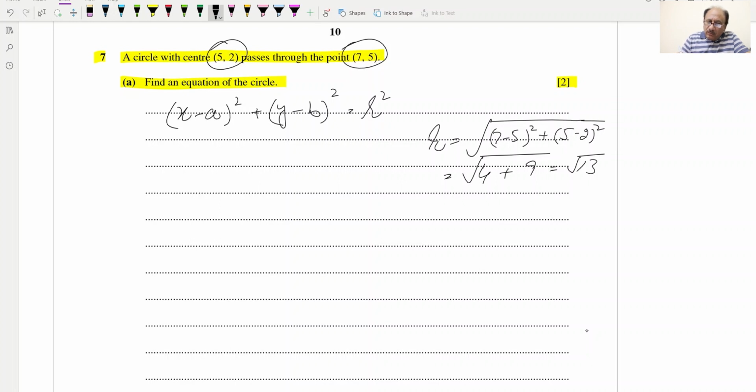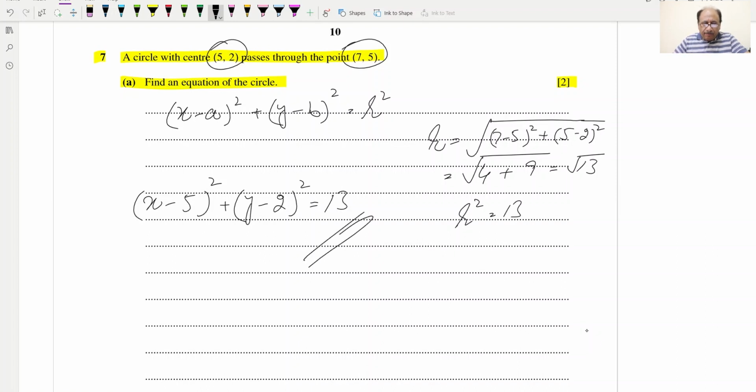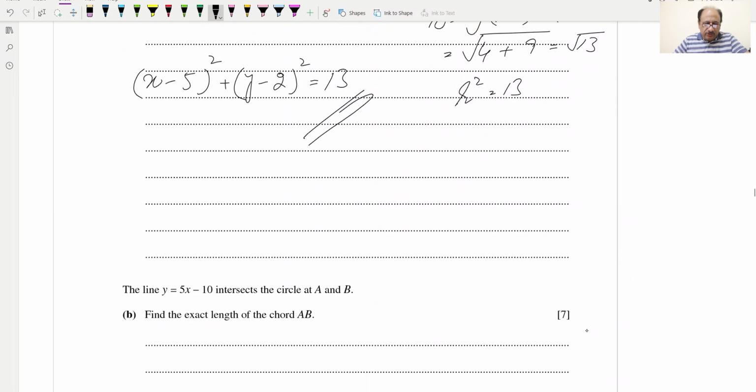So this will be the r value, so we can write the center, which is 5, 2: x minus 5 squared plus y minus 2 squared is equal to r squared, and r squared will be equal to 13, and this will be our final equation for this circle, which is required here.